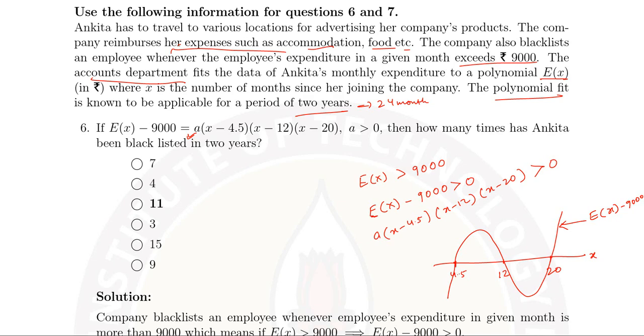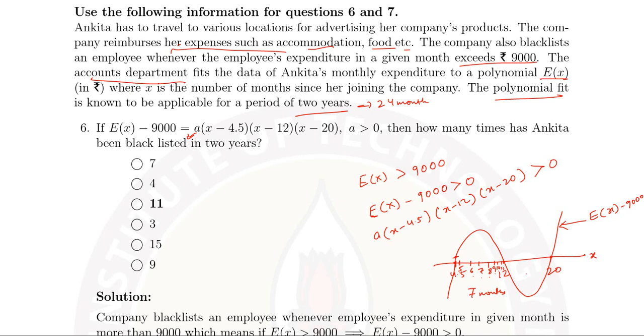So we can clearly see at 4.5 it is at 0. So at 5 we can see it will be somewhere here, right? So on the 5th month the value is above E of X minus 9,000, correct? So we have 5th, 6th, 7th, 8th, 9th, 10th and 11th. So altogether from here we obtain 1, 2, 3, 4, 5, 6, 7. So we obtain 7 months from here.